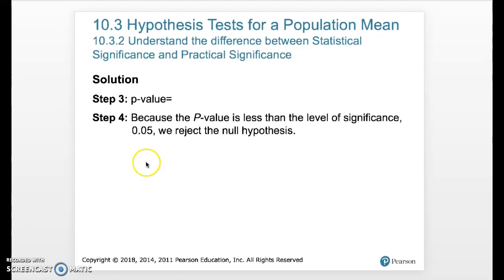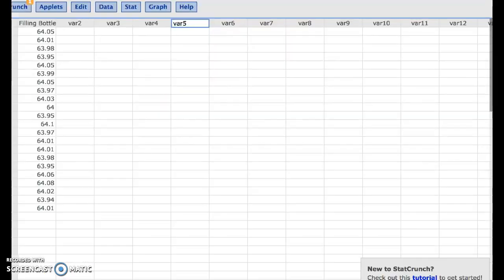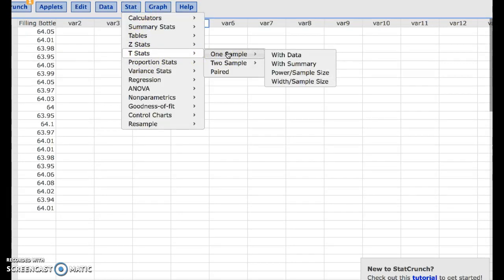Step 3, we're ready to get our p-value. So I deleted our p-value just so we could go through and verify it together. Let's go to StatCrunch and compare what happens. So notice this is my data set from the last example. We really don't need this. But if we go into our Stat and T Stats, we're still in one sample, but this time we have summary.